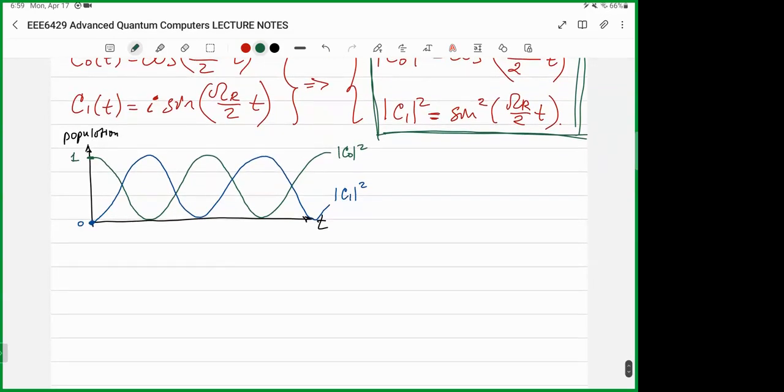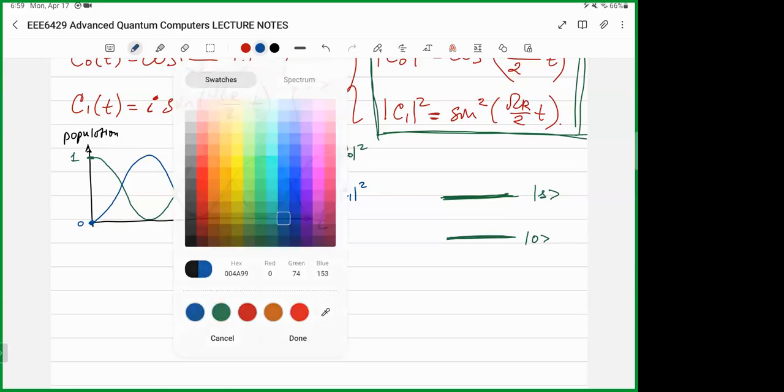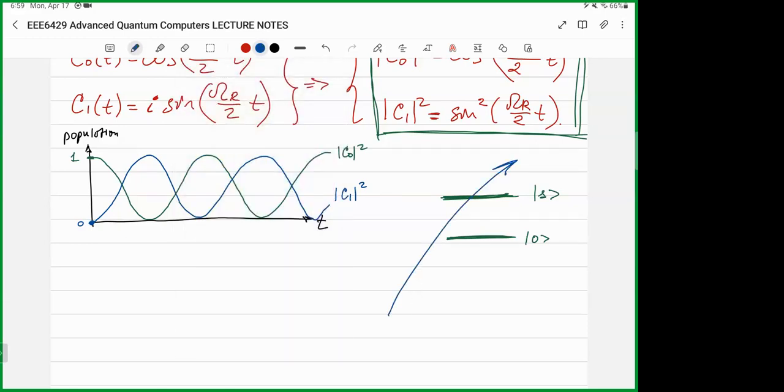So again, what it means is that if I take my qubit, a two-level system, right, with state 0 and state 1, I apply an electric field to the system. It's a function of time.